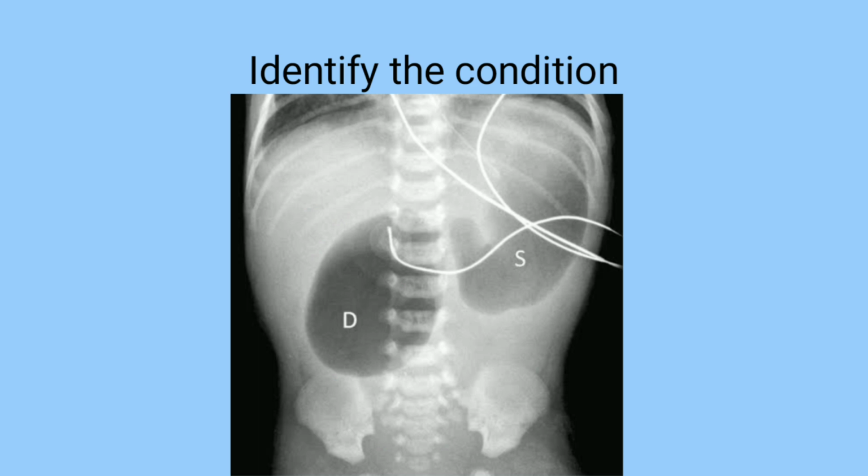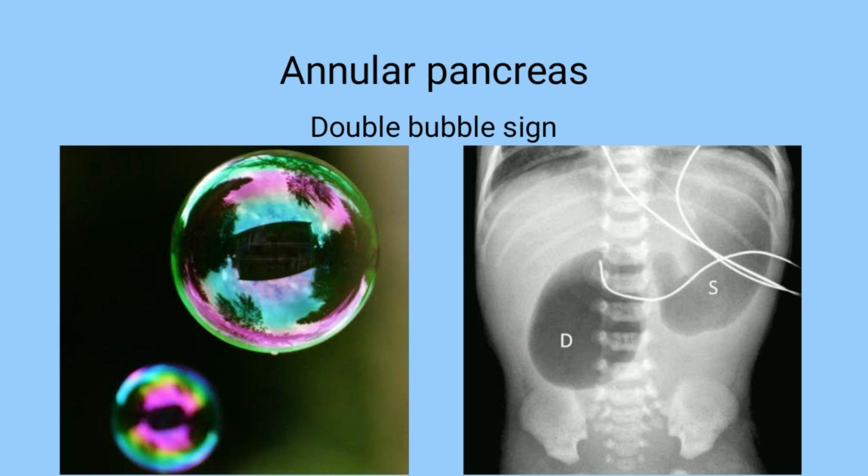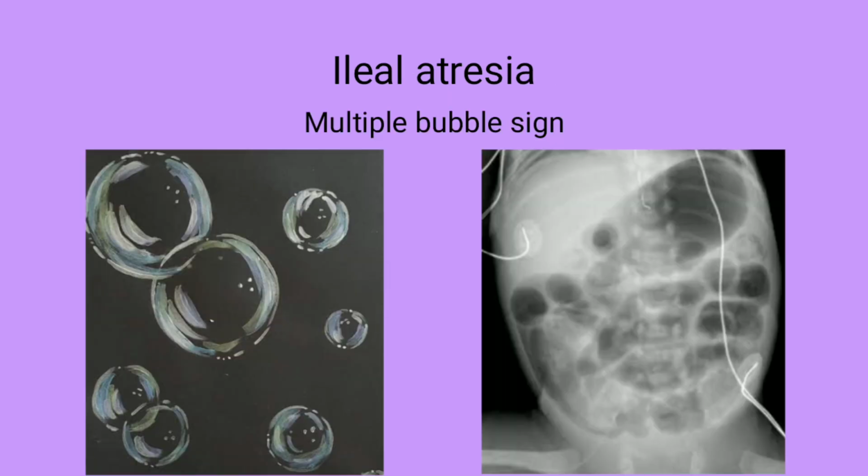Identify the condition. We can see the double bubble sign, which is seen in annular pancreas, so there is obstruction of the duodenum. Identify the condition. Multiple bubble sign seen in ileal atresia.